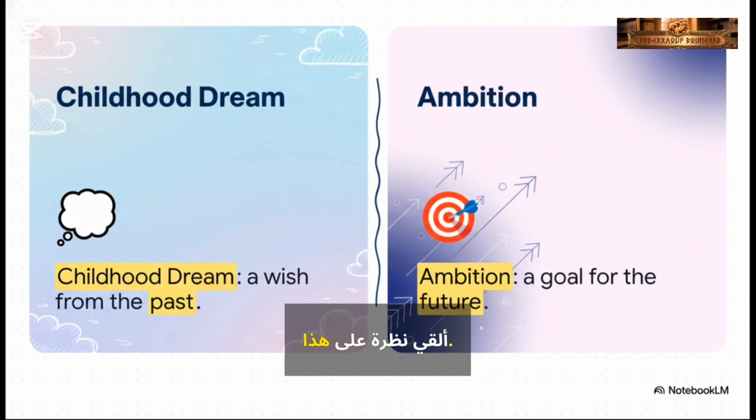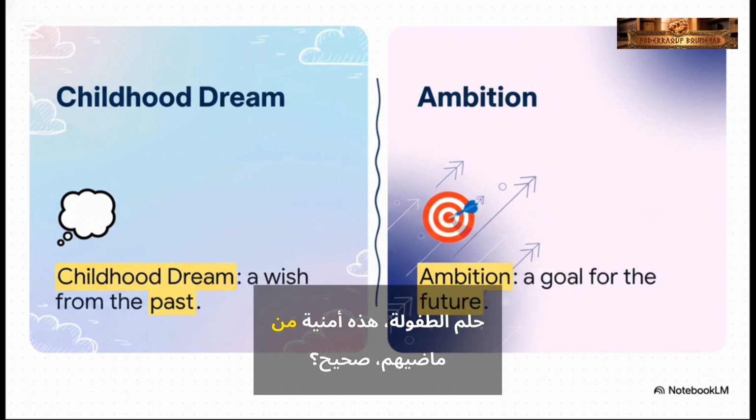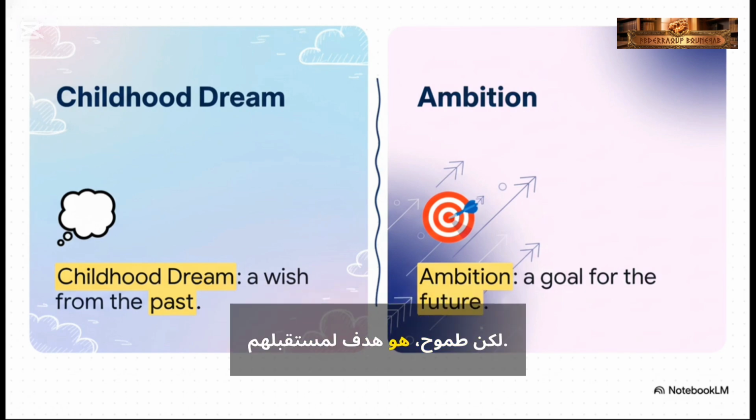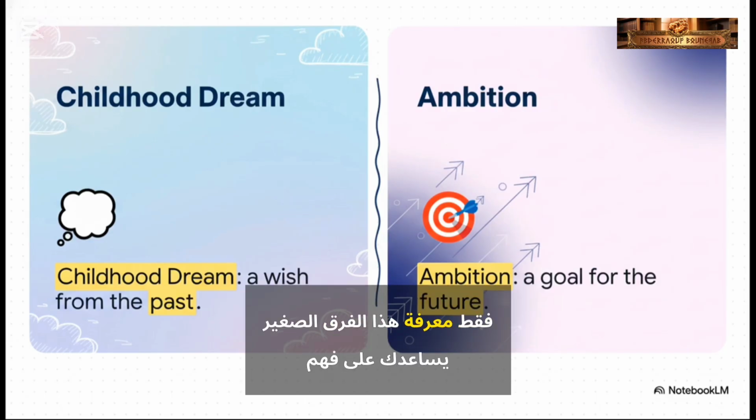Take a look at this. A childhood dream, that's a wish from their past, right? But an ambition, that's a goal for their future. Just knowing that little difference helps you understand what drives them.